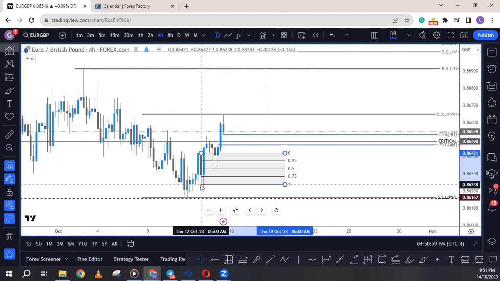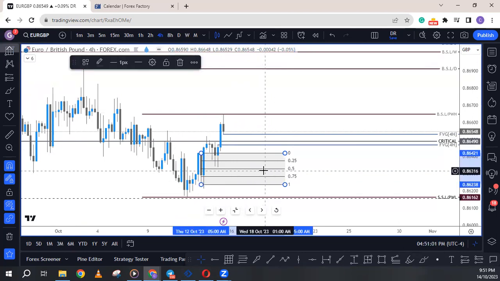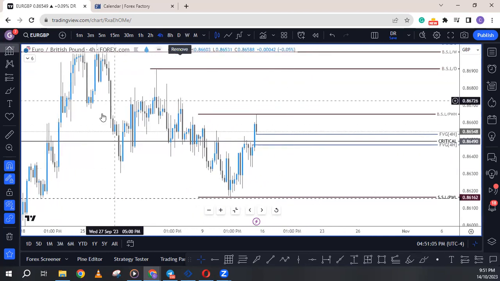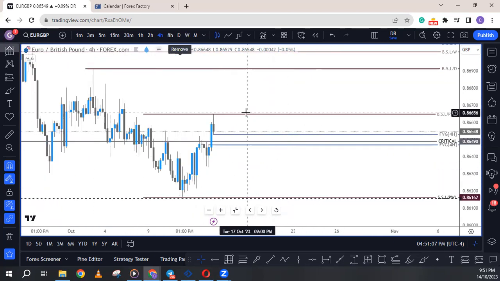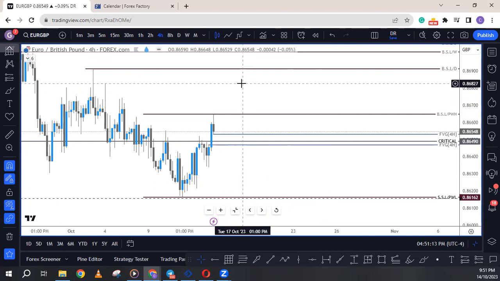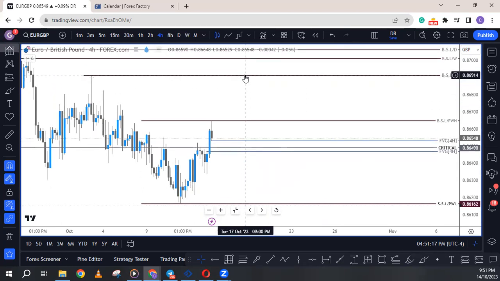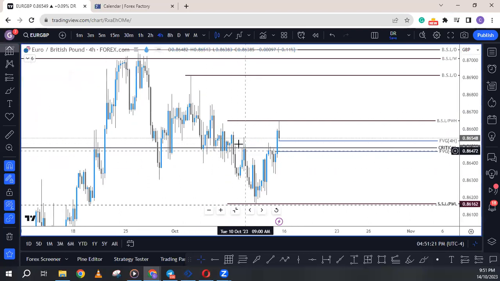The 50% held. As you can see, it didn't close below it. So that held. So now, if this is to rally, where will your first draw be? This high, previous week's high, 86.74, 86.82, then this high at 86.91. Those are your possible highs for this pair should it continue its rally.